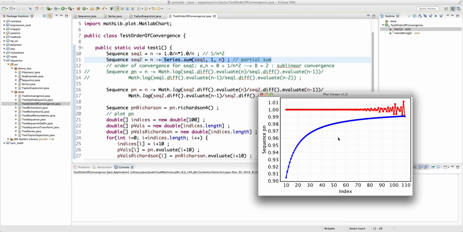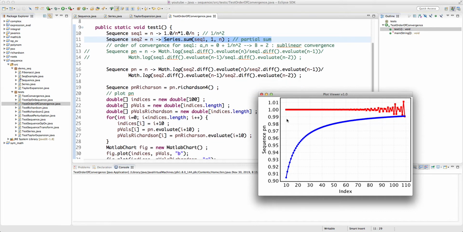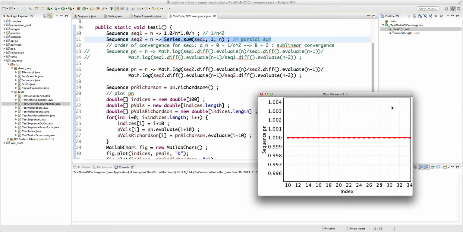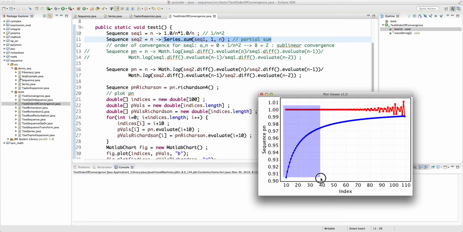This also confirms that the partial sum of 1 over n squared from 1 to n has an order of convergence equal to 1, which means that it's either a linear or sublinear behavior. There is no other way. Okay.